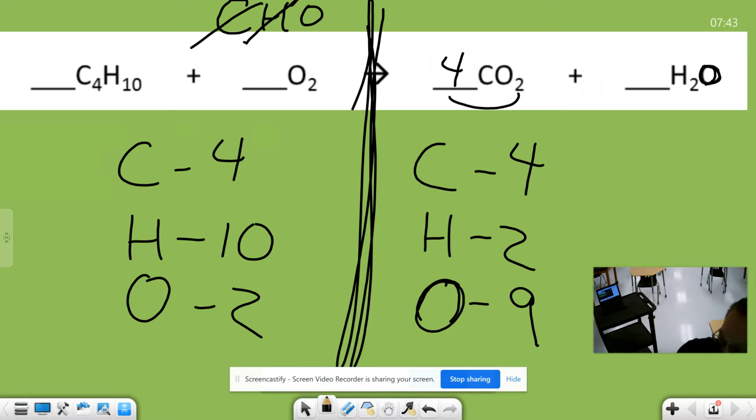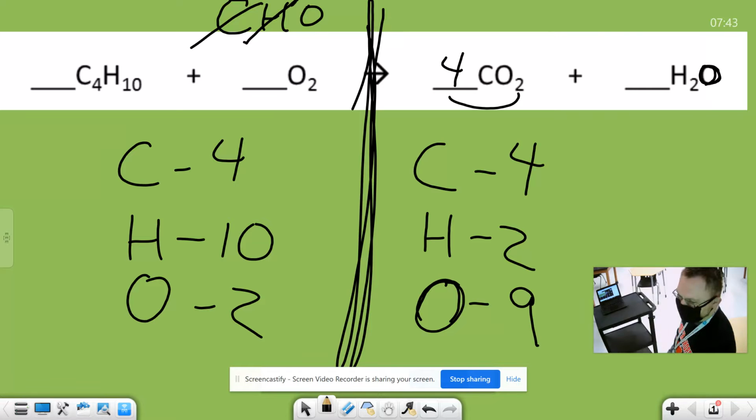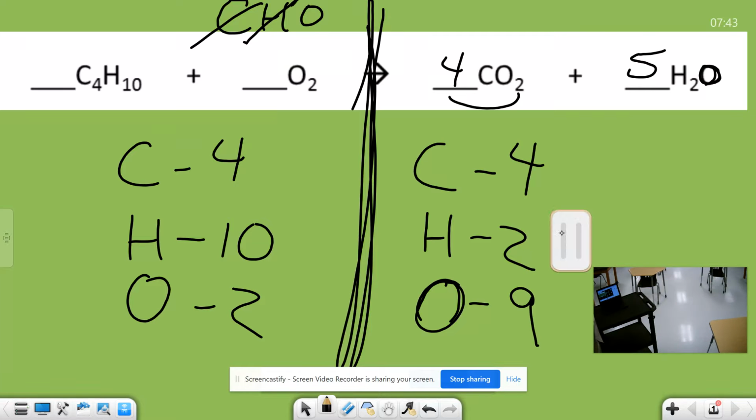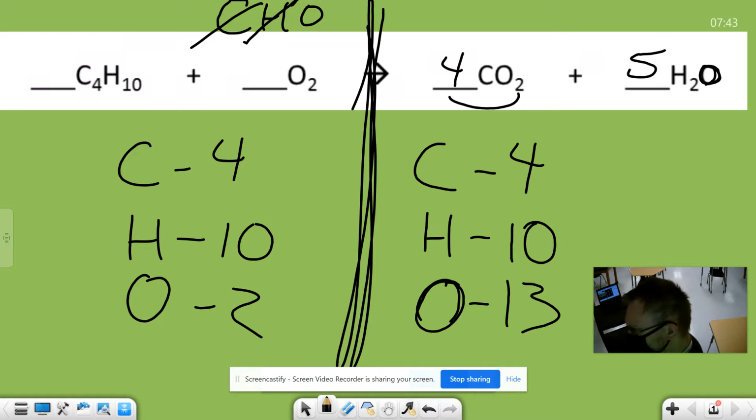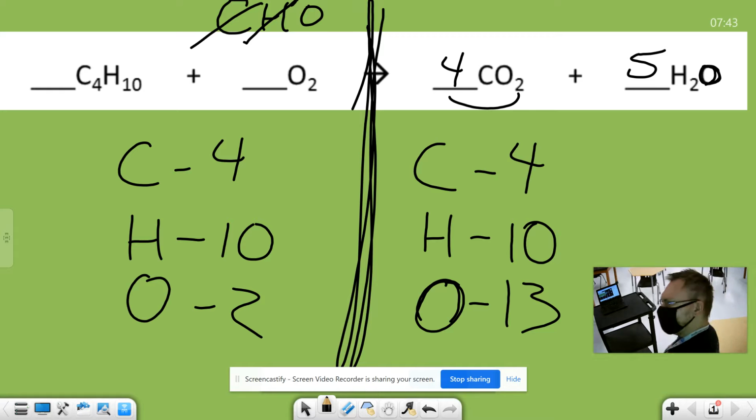We're going to balance our hydrogens next. I have 10 on the left side. I have 2 on the right. So to make this an even 10 over here, we're going to need 5 of these here. So that gives us a 10 here. And then the oxygens here, 5 times 1, that's 5, plus the 8 over here. 5 plus 8 is 13. Is that right? Yeah.